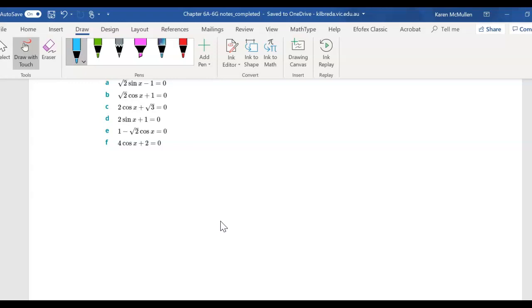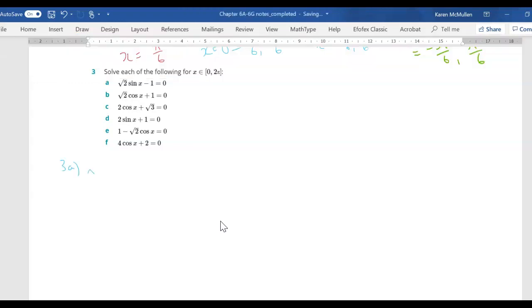So let's do A. So we've got root 2 sine x minus 1 equals 0. All right, so all we got to do is get x by itself. So I could probably do this in more than one go. All right, I'm going to put that 1 over and then divide both sides by root 2. So 1 over root 2. Okay, so we don't want to square it to get rid of that square root sign, because we just want to get x by itself. So keep it as root 2.